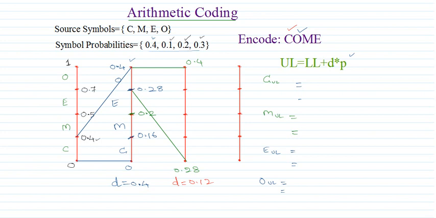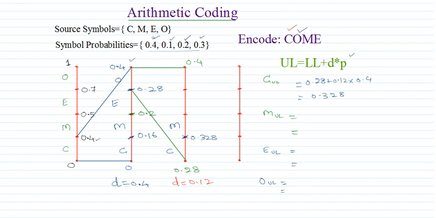Now to find this level, this is my C, so it corresponds to that. The lower limit is 0.28 plus D, which is 0.12, into the probability corresponding to C, which is 0.4. That value is equal to 0.328. Next, for the upper limit, I'll enter this number 0.328, and then I will compute for M.